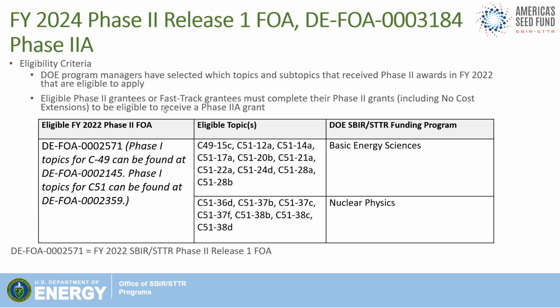So this information is in the FOA, but remember that the program managers select the eligible topics for which applicants can apply. So you will have had to receive your phase 2 award in fiscal year 2022. And you must have received your award under these particular topics shown here, C49 and C51.